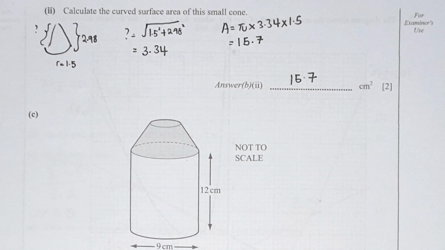Calculate the curved surface area of this small cone. Simply take pi times 1.5 times the slant height. The slant height here is calculated using Pythagoras theorem again. Square root of 1.5 square plus 2.98 square, which is 3.34. The final answer should amount to 15.7.